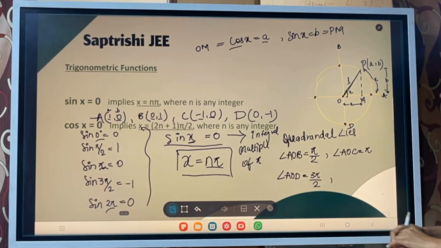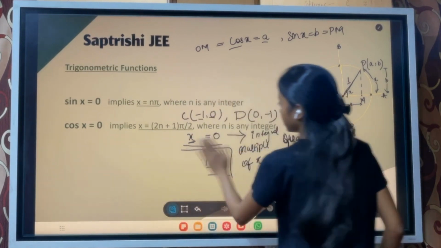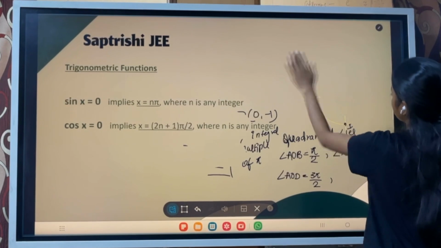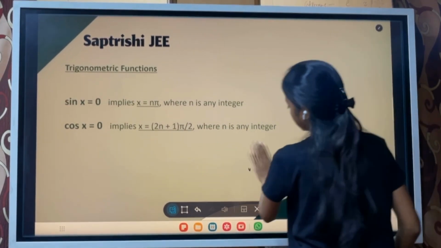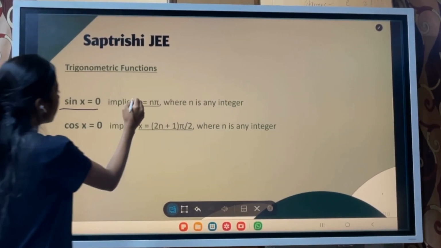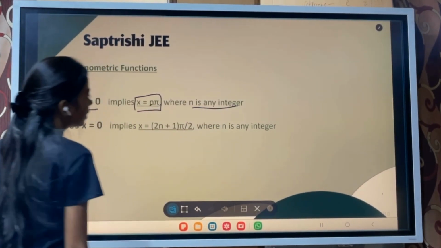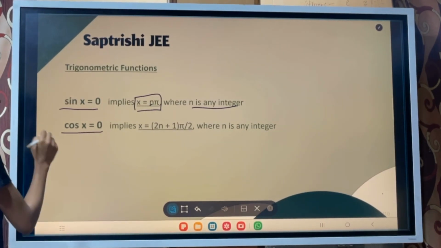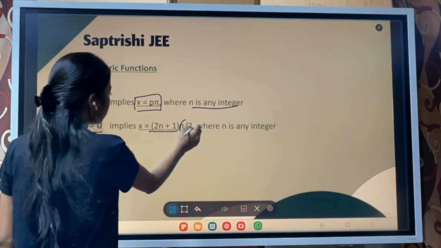So now, let's erase. What have we solved? If sin x is 0, then x is n pi, where n is any integer. Similarly, if cos x is equal to 0, then x is an odd multiple of pi by 2.